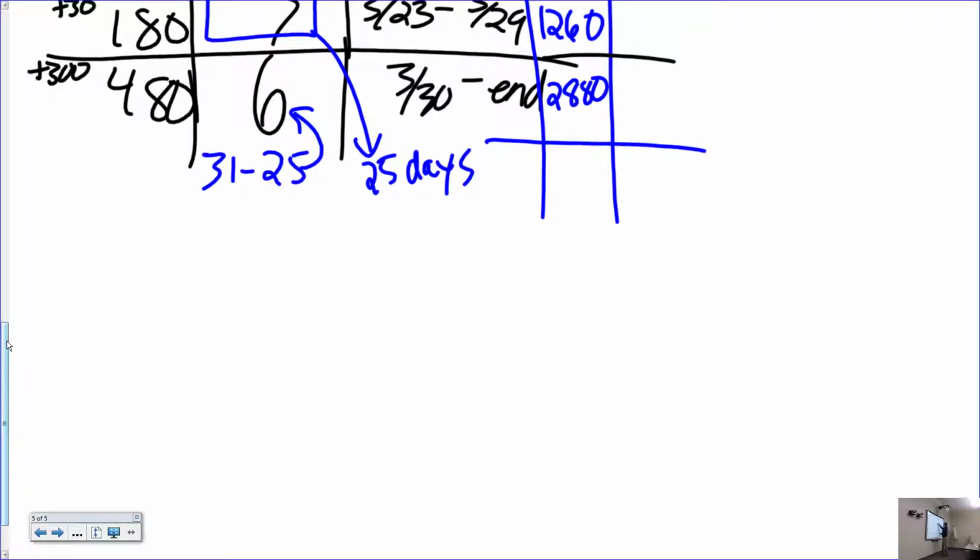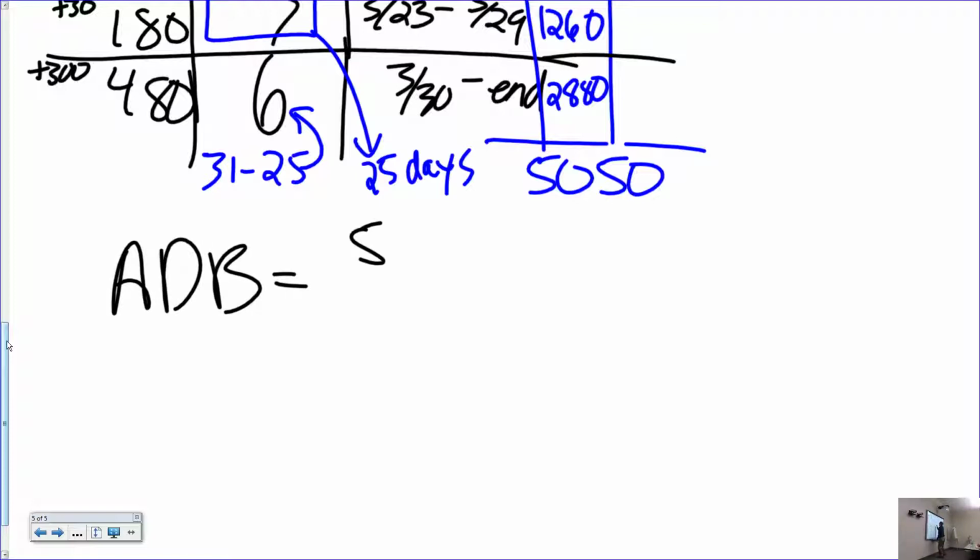So what does the sum of all of my numbers work out to be? 5050. Interesting number. And now, what do I do with that 5050? Divided by 31. Okay, good. Don't forget that the average daily balance is the sum of all of your numbers, the 31 daily balances you had, divided by 31.